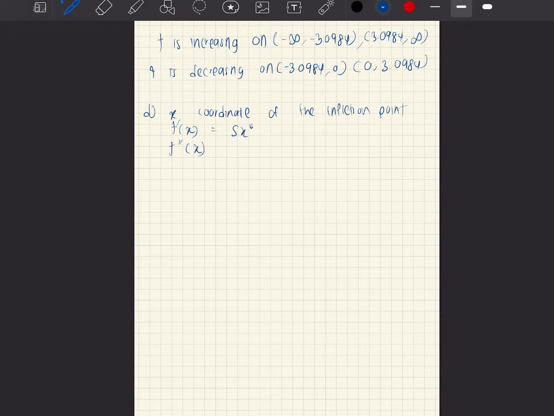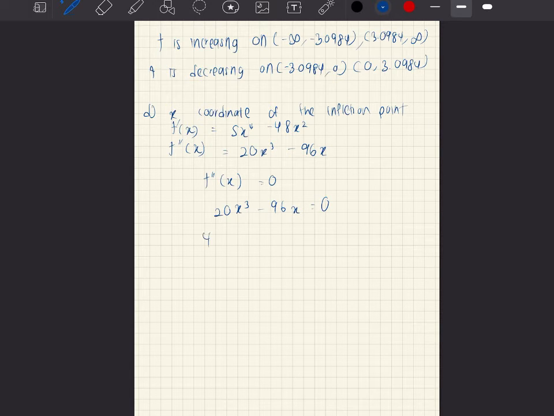And 5x^4 minus 48x^2. So if we do the second derivative, we get 20x^3 minus 96x. So we need to set the second derivative, f''(x), equal to 0. So here, 20x^3 minus 96x equal to 0.